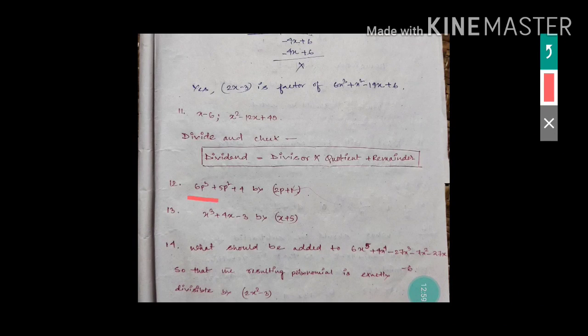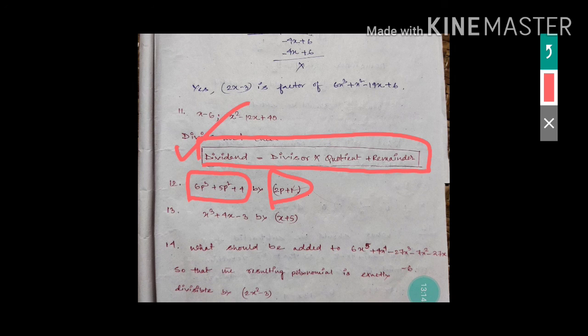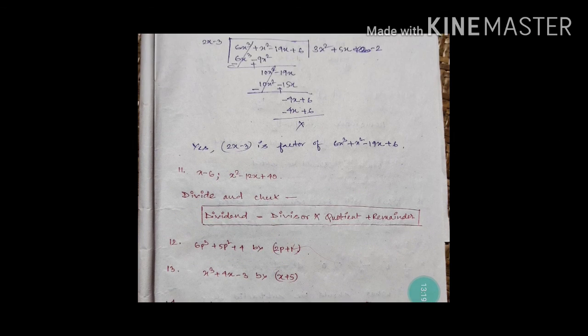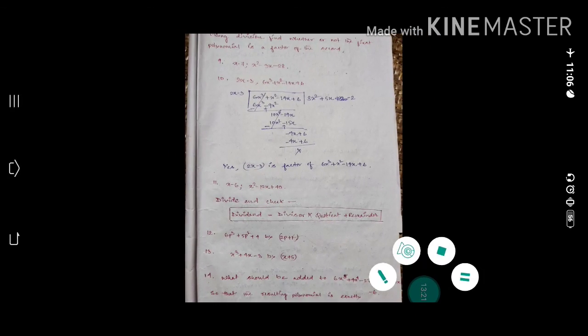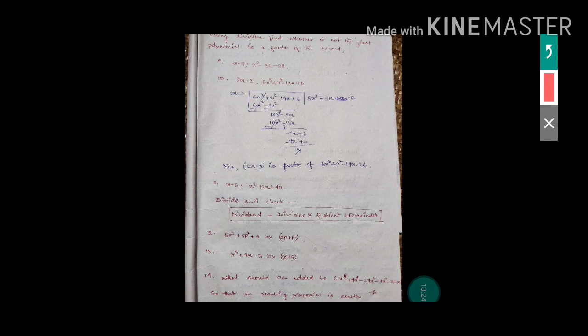If you divide this one by this one, either you will get a remainder or you will get remainder as 0. Whatever you are getting, you have to write in this form, and after that you have to check whether you are getting this one equal to that term or not. Suppose in this case, your dividend is this one, divisor is this one, quotient is this one, and the remainder you are getting here is 0.